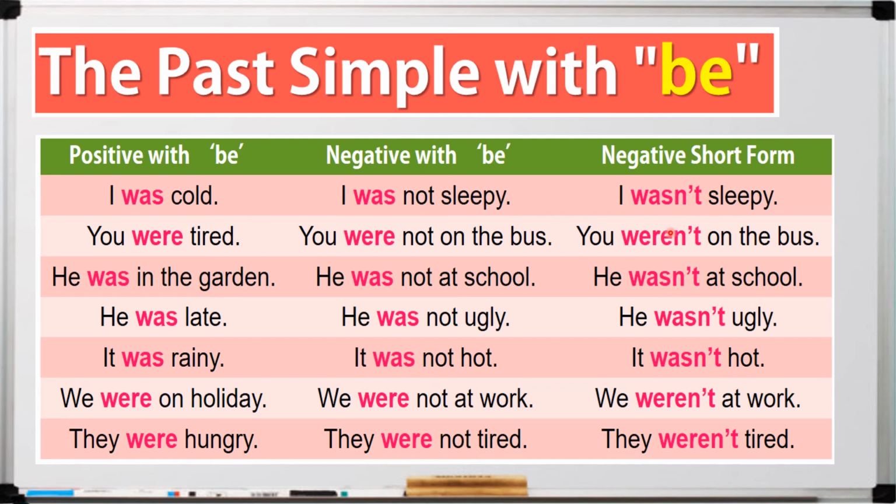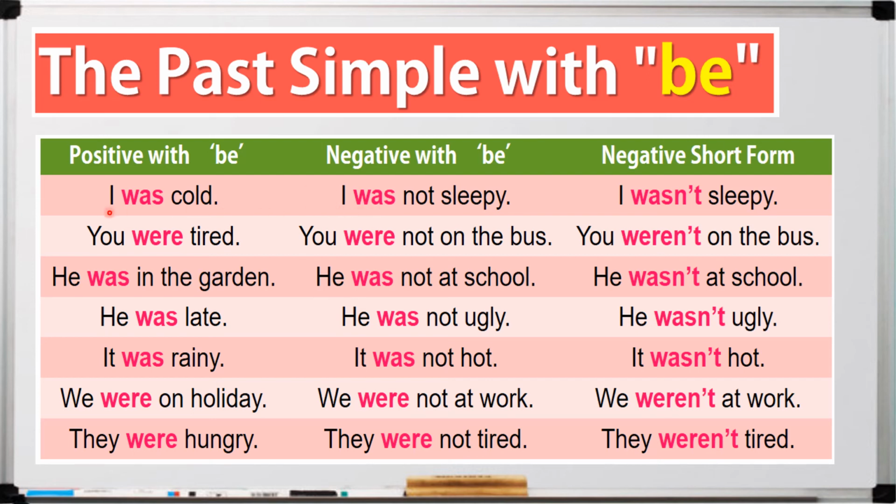I can then contract that not and my verb, and that is the short form of negative. I wasn't sleepy, you weren't on the bus, he wasn't at school, he wasn't ugly, it wasn't hot, we weren't at work, and you weren't tired. Cool, isn't it?